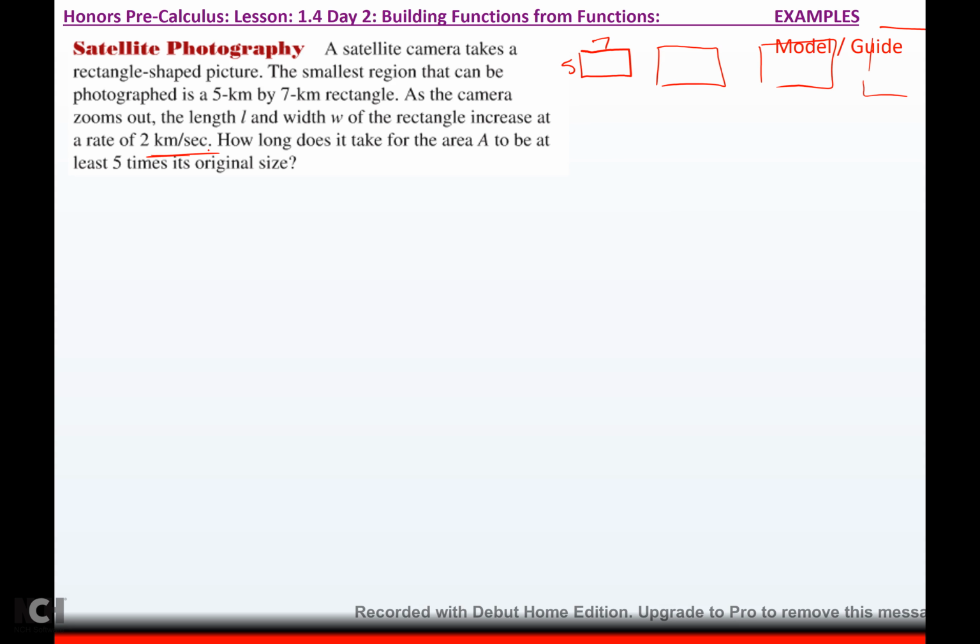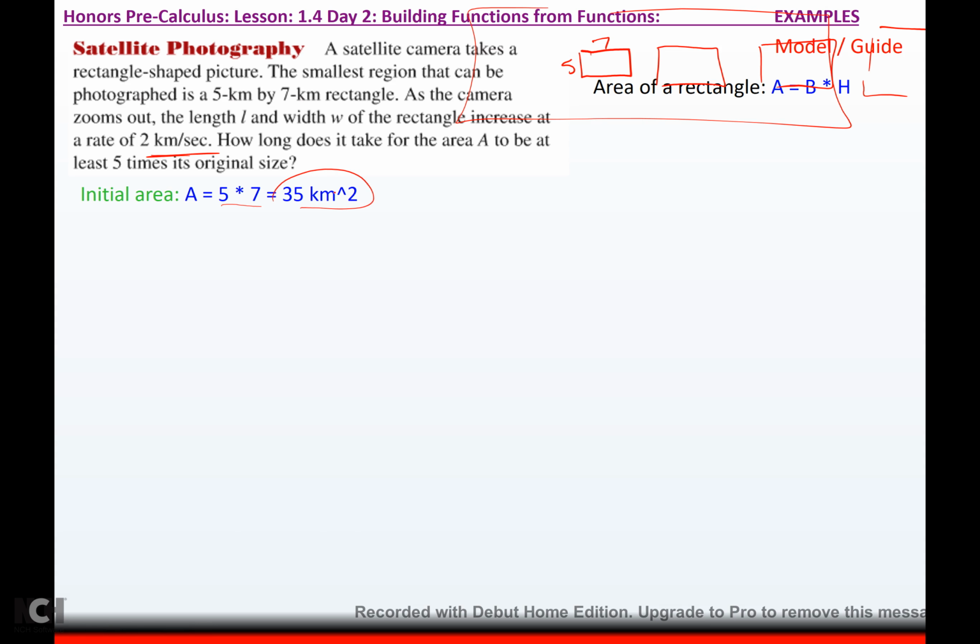They want to know how long it is going to be for this to get to be 5 times its original size. Okay, so we need a couple of things. First of all, we need the initial area. We know the area of a rectangle is base times height. The initial area of my first rectangle is going to be 5 times 7, which is 35 kilometers squared. Okay, there's my initial area.